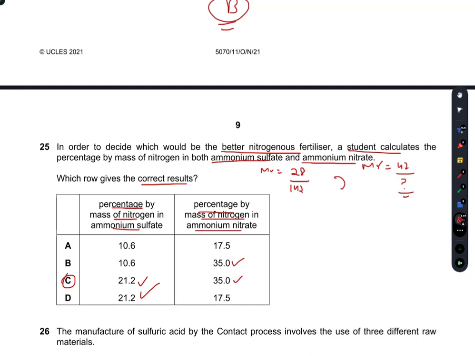So check this by yourself, do this in your calculator, find the Mr of ammonium nitrate, and this will help you find out the percentage by mass of nitrogen in both these salts. So C is your right answer.